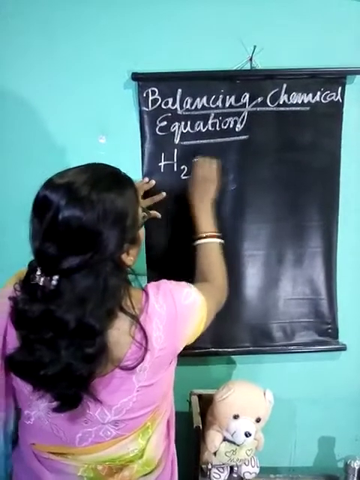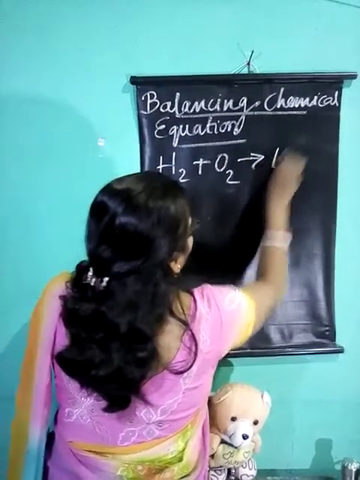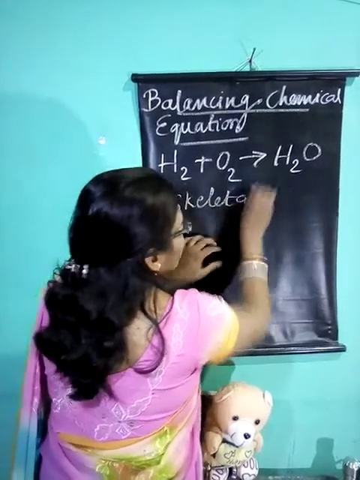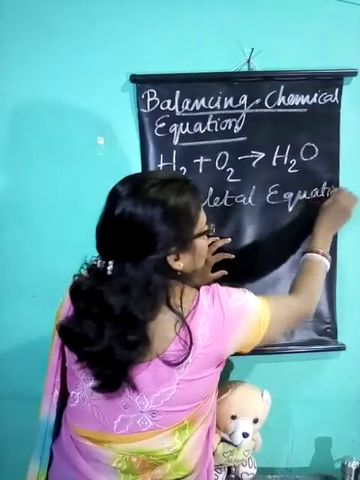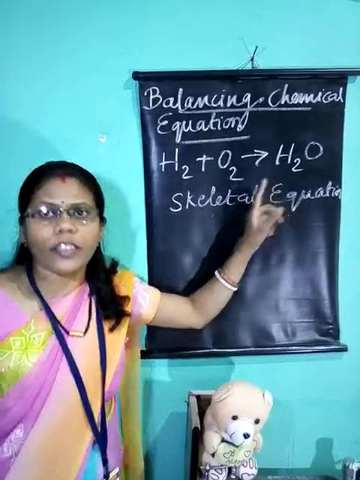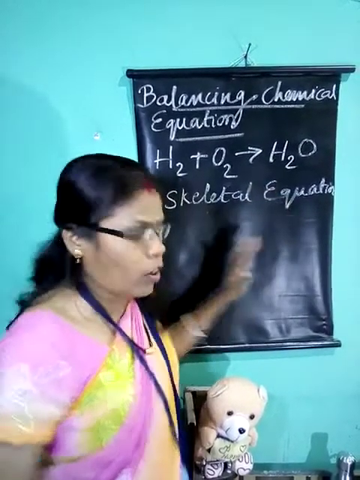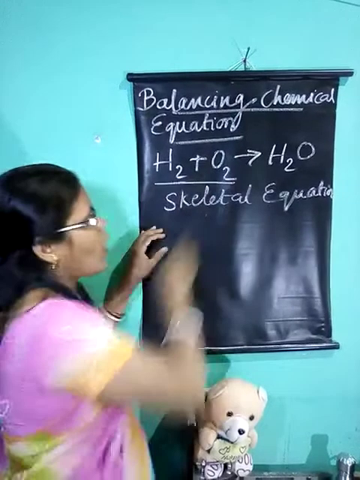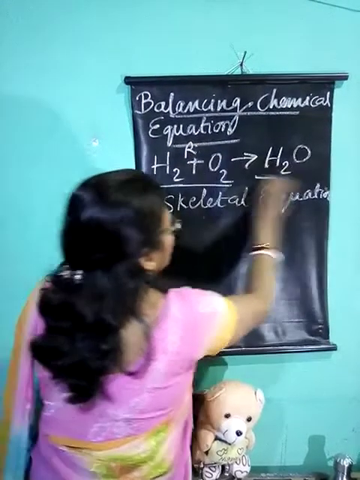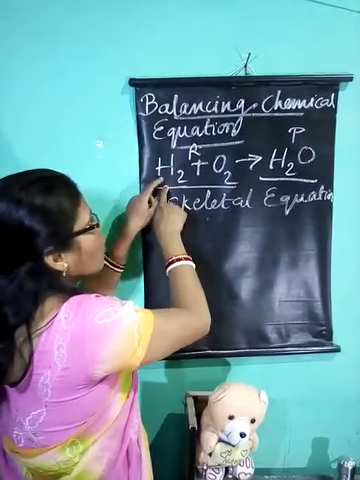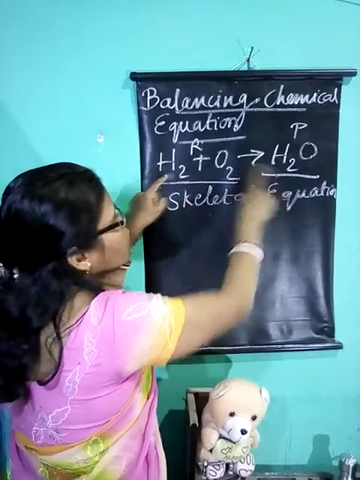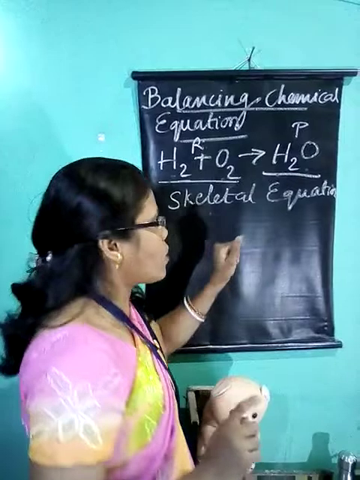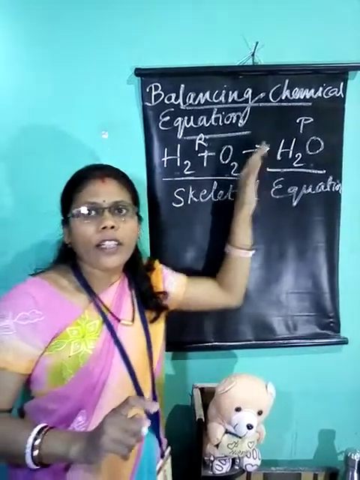Hydrogen H2 plus O2 gives H2O. This is called a skeletal equation. Why is this called a skeletal equation? Because this equation is not balanced, or it is unbalanced. Not balanced means the number of atoms on the side of the reactants and the products differ. These two are reactants, and this is the product. The number of atoms of hydrogen here is 2, and here is 2, while oxygen here is 2 and here is 1. So this is different. Hence it is called an unbalanced equation, and the unbalanced equation is called a skeletal equation.